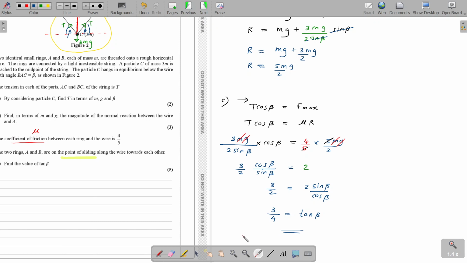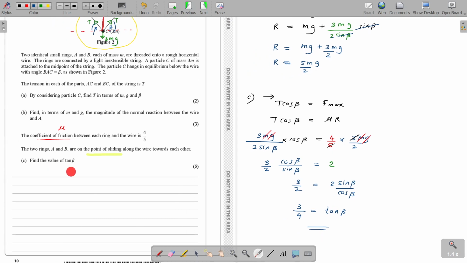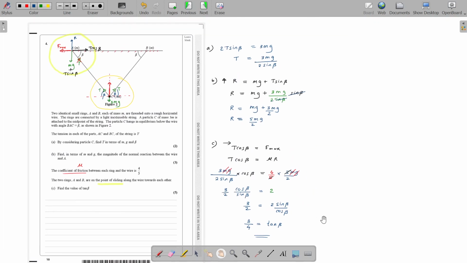This is what they want. Are they asking us to find the beta value? No, they ask us to find the tan beta value. So this is the value of tan beta, in simplest form. So find the value of tan beta. You don't have to go for tan inverse. Okay, so is this clear?